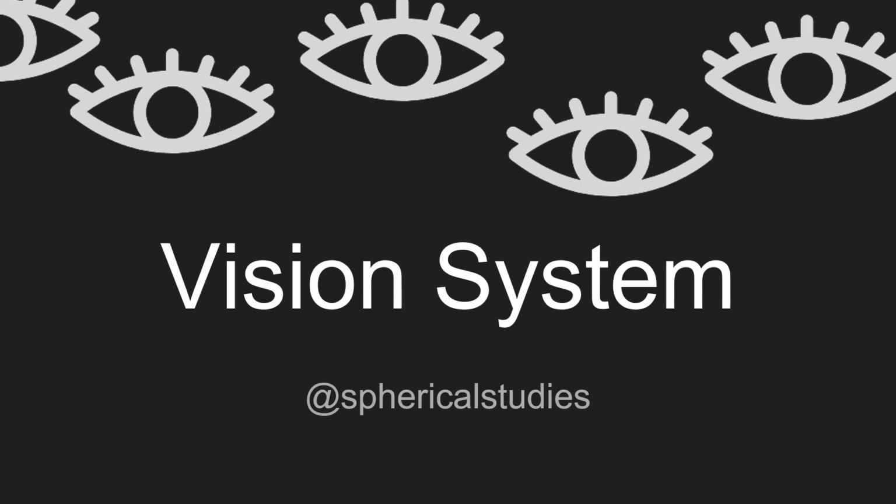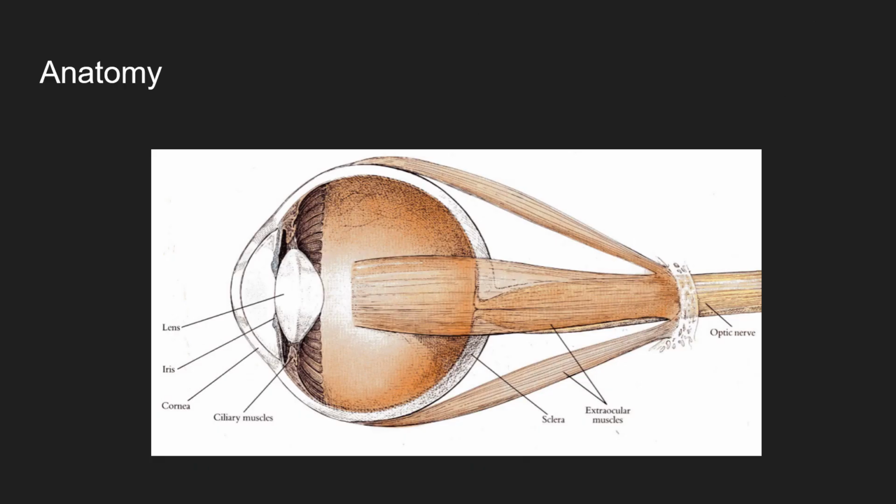Okay, so for today's lesson, we're just going to be talking a little bit about the vision system. We're just going to start with a little bit of anatomy of the eye. So first off, we have our lens here, and that is just going to direct the light back to the retina. And then we have our iris, which is the colored portion of your eye, and that's going to determine how much light can enter that lens.